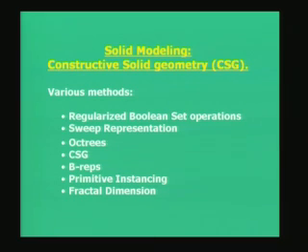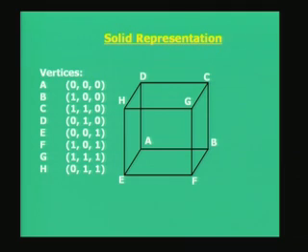There are methods of primitive instancing and fractal dimension, which I leave for users to read themselves. Fractal dimensions are methods by which you represent natural objects, structures, not necessarily solids. Okay. So, we first look into a method by which a solid is represented.